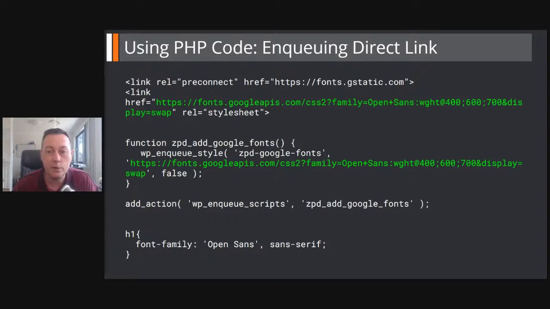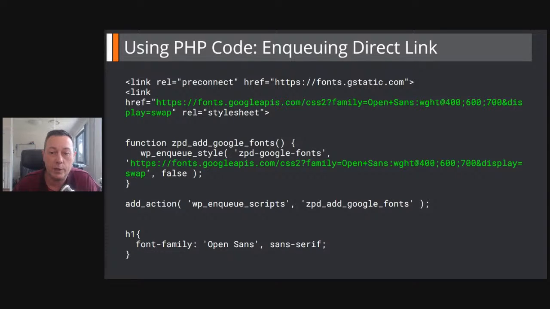So the function's got a name, ZPD_add_go_fonts, which is the one that you add with the add action using wp_enqueue_scripts, and that's the way to properly load scripts into WordPress, and then you put the function name. And within that function, there's just one line of code. I know it's really long, it's wrapped onto 3 lines, but it's just one line.